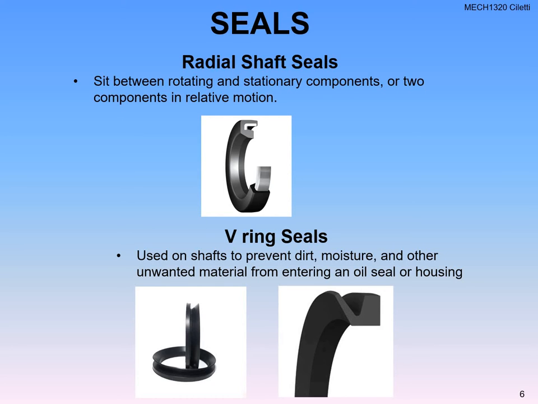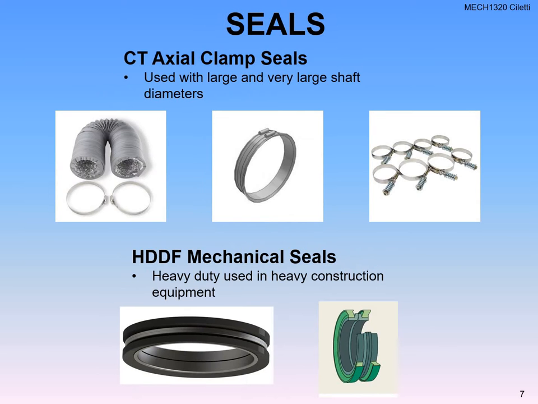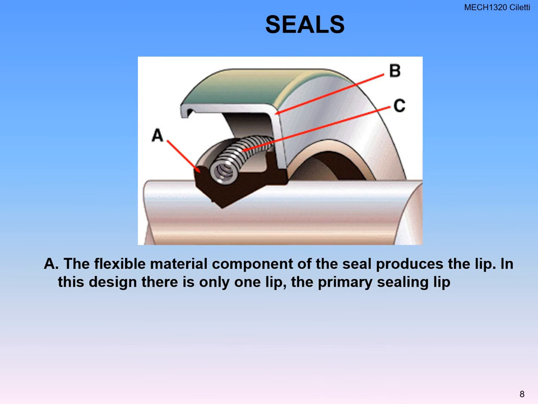You might notice that even if you have a hydro flask or something like that, there's a seal around that at the top. We have CT axial clamp seals. We use them with large shaft diameters, so back on our glow forge, we have that as well to help seal the tube on. The back of your dryer at your house also has something like that. We have HDDF for heavy duty mechanical seals. We use them in heavy construction equipment. Those seals are under very heavy load, generally all the time when in operation.